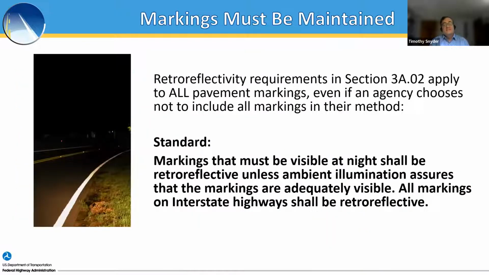Okay, and then finally, if you haven't heard this already in my presentation, I'm going to say it again. Markings that must be visible at night, this is in the MUTCD: crosswalks and stop bars shall be retroreflective unless ambient illumination assures those markings are adequately visible. And all markings on the interstate have to be retroreflective regardless of lighting conditions. So I think that's our standards.